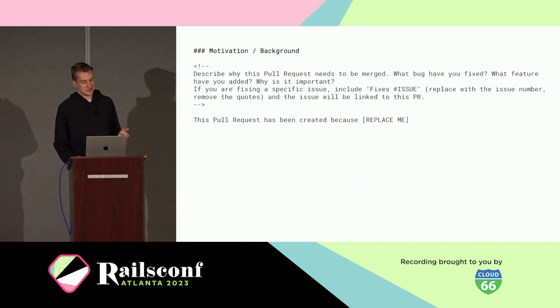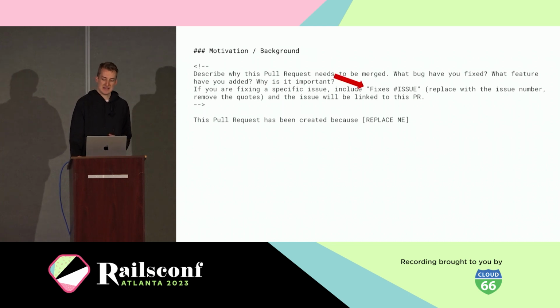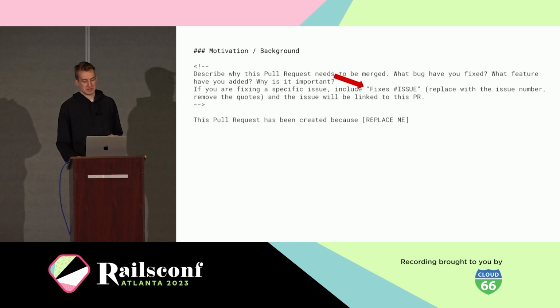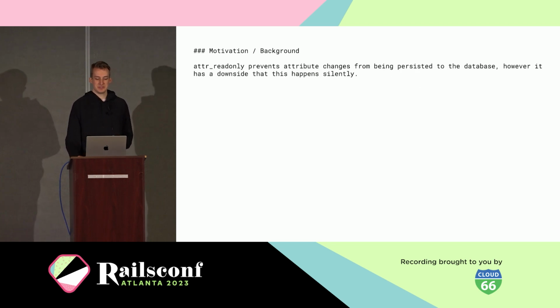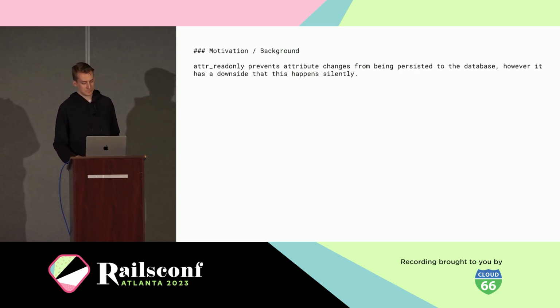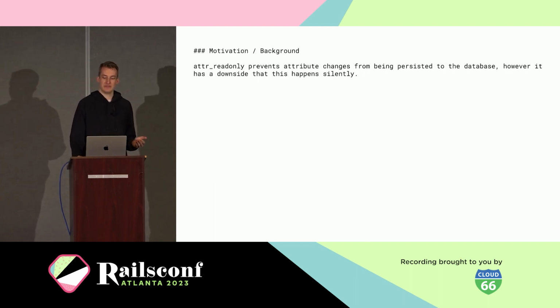The first section to fill out in the template is the motivation for creating a pull request. As the comment mentions, it can be a good idea to reference GitHub issues here, and I also like to mention other pull requests or commits if they can provide additional context. Let's write the background for this change. In this case, there are not any GitHub issues to link, so we will just describe why the existing attribute read-only feature does not quite do what we want.